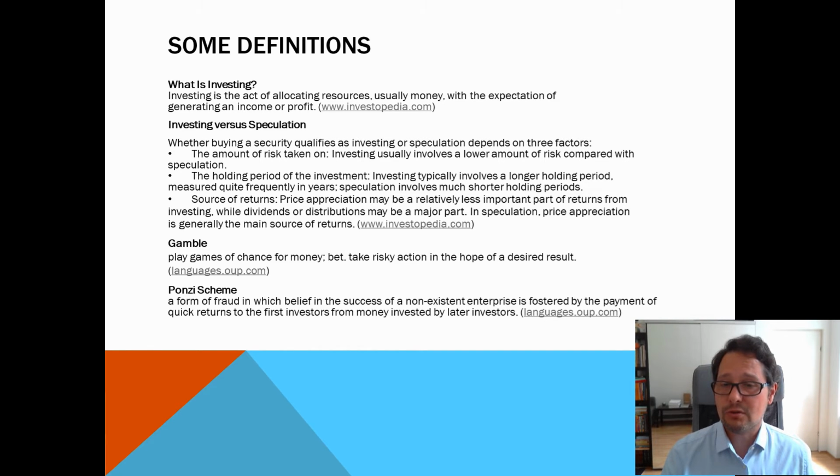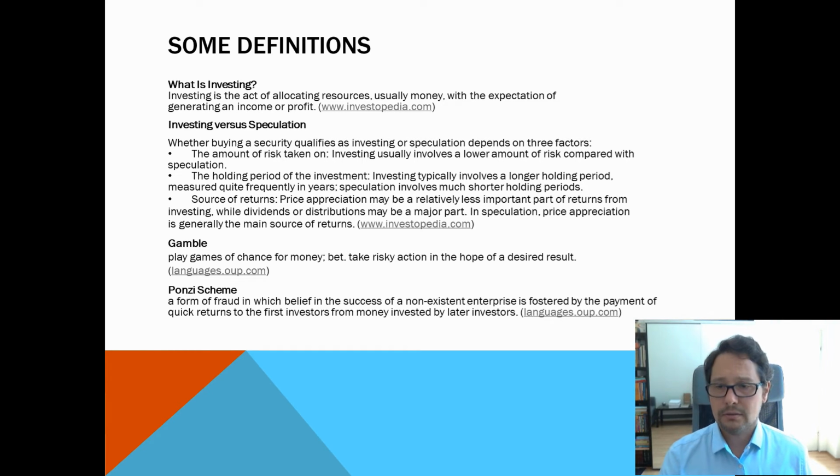Now a definition from Oxford Languages. Gambling means that when you play games of chance for money, you bet, you take risky actions in the hope of a desired result. So it might be that the so-called investment in cryptocurrencies also fits the real definition of gambling.